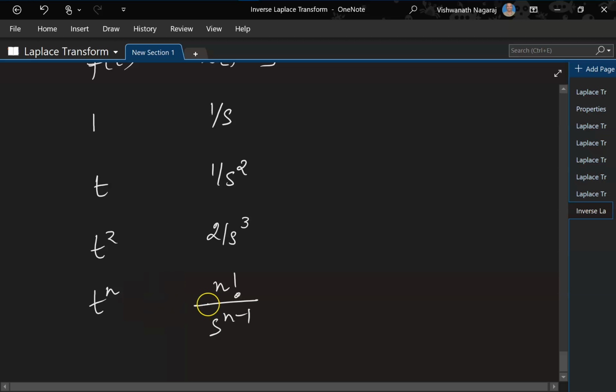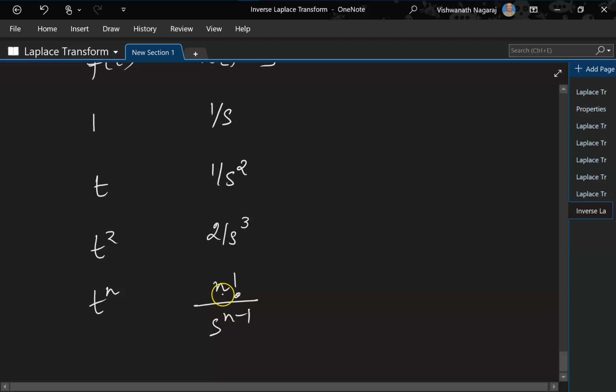Now, while doing this itself, just verify. If it is t cubed, then this will be what? 3 factorial by s to the power of 4. 3 factorial is 6. So don't just look at these two and think that will go in, t cubed will be 3 by s to the 4. Not like that.